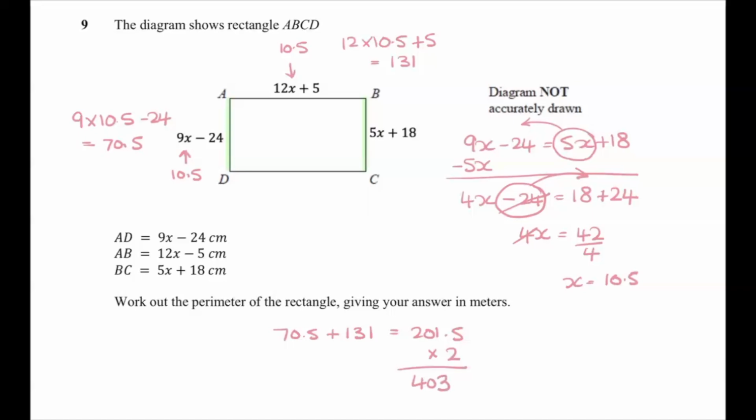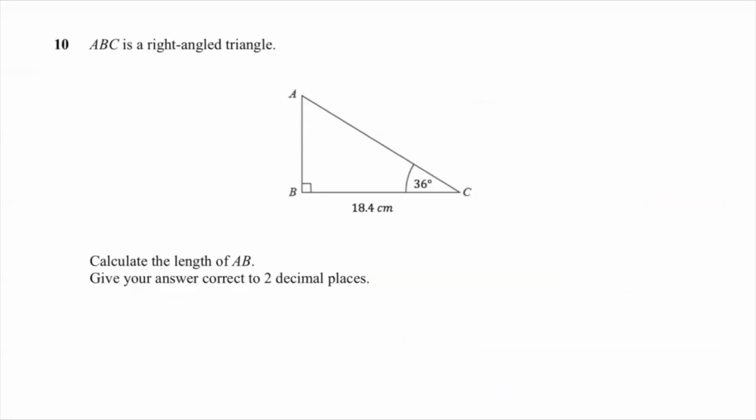403. We've put a lot of work into getting that answer, and it would be very easy to just pop that on the dotted line and move on to the next question. However, we need to remember we had to give our answer in meters, and all the edges were centimeters. So to finish this off, I need to divide through by 100, and that will give me 4.03 meters.